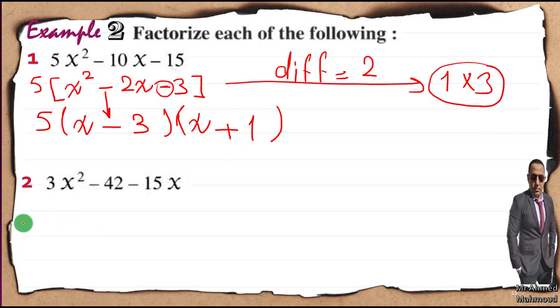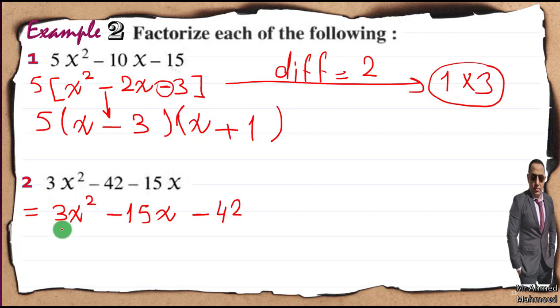Another example, 3x power of 2 minus 42 minus 15x. By looking carefully, I have here x power of 2, here no x, and here x, so I need to arrange them so the powers are in descending order. The first term will be 3x power of 2, the middle term negative 15x, the third term negative 42. Look at the expression now, it is in descending order: x power of 2, x power 1, and x power 0. Here there is x power 0, but I don't write x power 0.